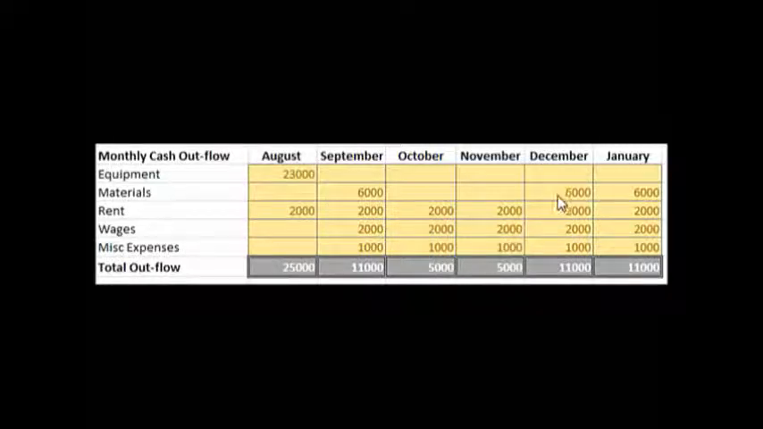For December, materials cost £6,000, rent was £2,000, wages was £2,000, and miscellaneous expenses was again £1,000, giving December the total cash outflow of £11,000. With the same cash outflow for January as December, the total cash outflow for January was £11,000 also.